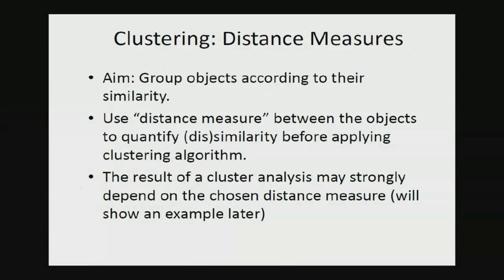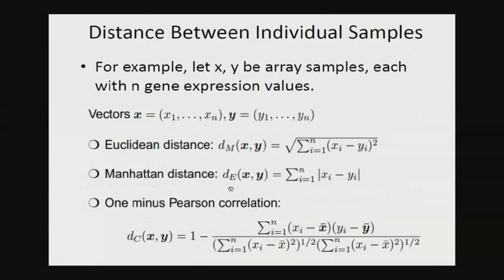And I will show you an example later. So here are a few very common distance measures. Some mathematical representation, if you think X and Y will be array samples. So two array samples, one is X, one is Y, okay?